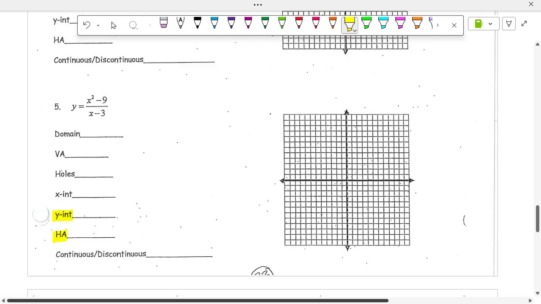So, horizontal asymptote. What's the degree of the top? The degree of the top is 2. What's the degree of the bottom? 1. Based off of numerator versus denominator degrees, what's my horizontal asymptote? Is the numerator bigger than the denominator? Is the denominator bigger than the numerator? Are they the same? What's true? The numerator is bigger than the denominator. So what's my horizontal asymptote? There is not one. So, no HA.